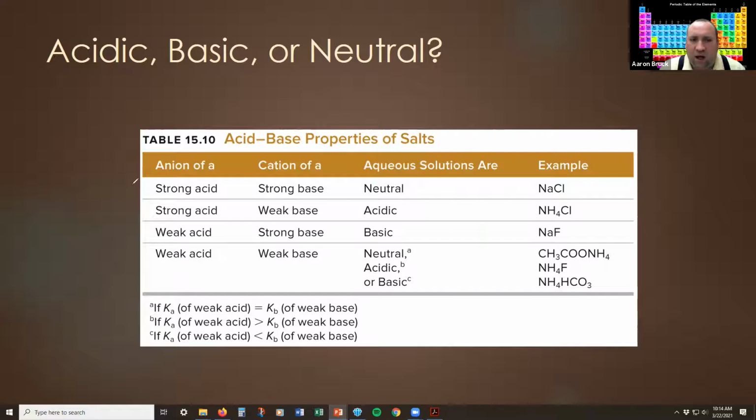When I'm evaluating where these come from, I'm going to evaluate the acid versus the base. Whichever one is stronger is going to dictate the pH of that solution. So if I have a strong acid and a strong base, I can see that they are equal to each other here. Then I would expect a neutral pH.